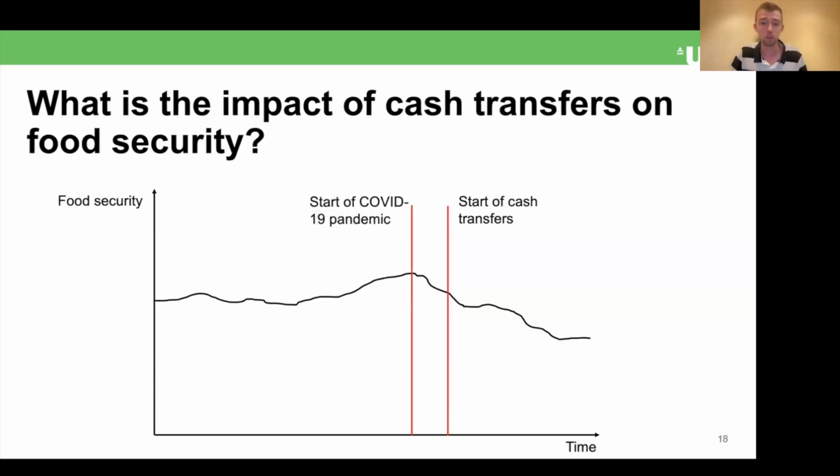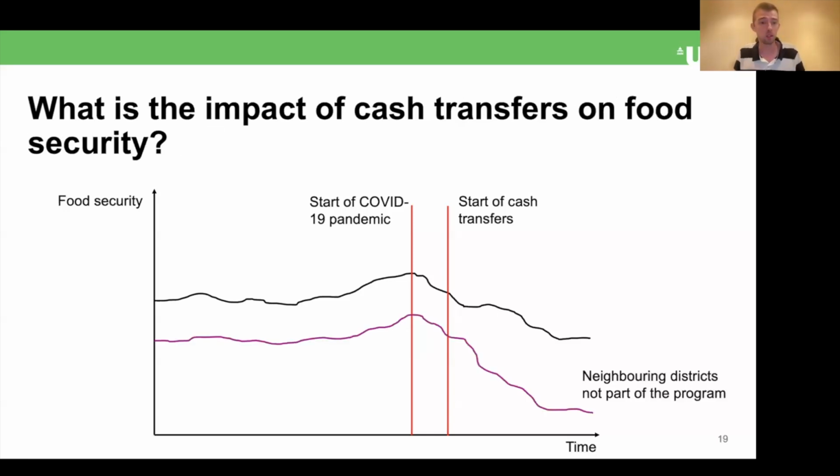For example, what might have happened is that there was the start of the pandemic a couple of months right before we started this cash transfer program. This could explain the downward trend in food security, while we at the same time also have the cash transfer program. This could mean that, without the cash transfer program, the food security would have been even worse, but we don't know. So we need to collect more data.